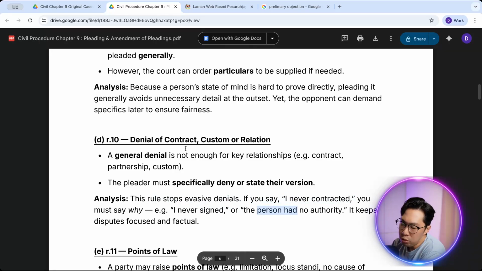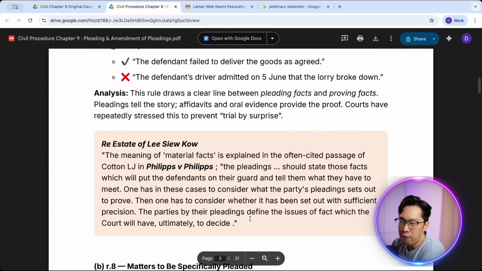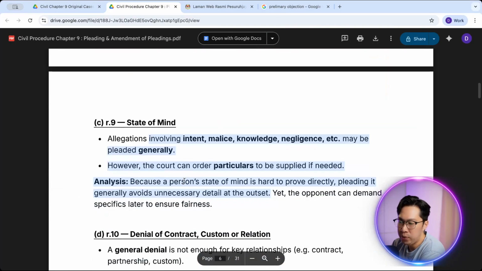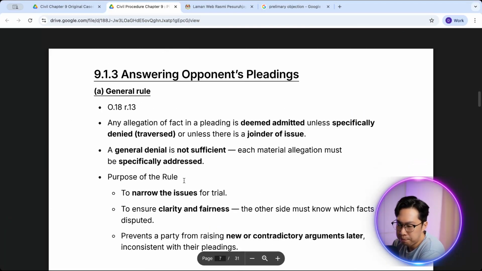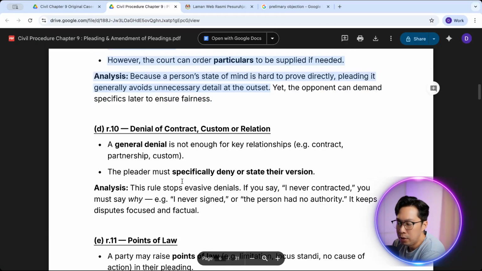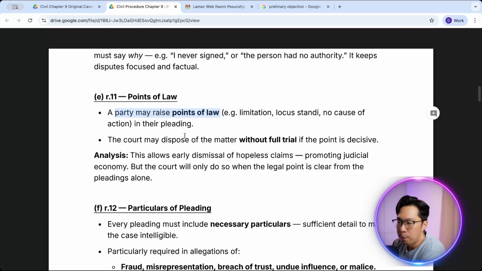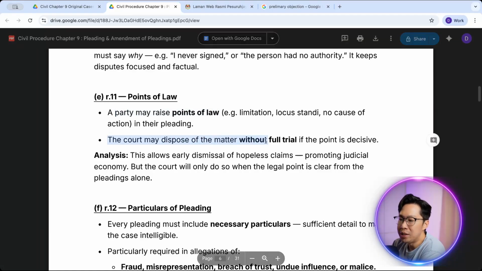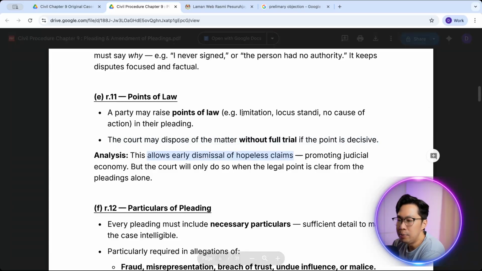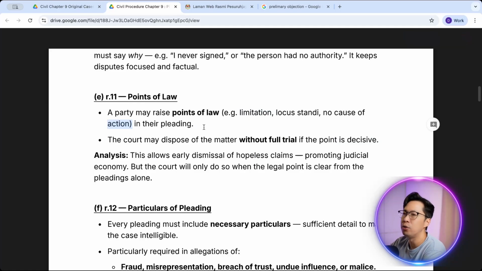In a practical scenario, it's not often we have to go until this part, state of mind. Very often it is just Rule 7 and 8, the particular pleadings that we plead. And Rule 11, a party may raise a point of law. The court may dispose of the matter without full trial if the point is decisive. This allows early disposal. Limitation, no cause of action. Okay, point of law. You don't analyze law, you raise it.